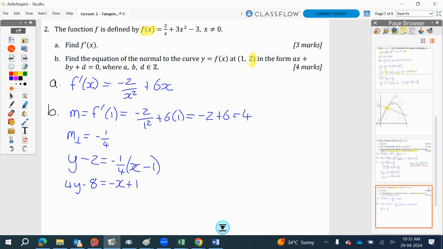So I'm just going to rearrange it a little and make it a bit more straight. So I'll add x to both sides. I'll get x plus 4y. And then I've got to subtract another 9 from both sides. If I take another 1 from both sides, I'm going to get minus 9 equals 0. That's the answer.